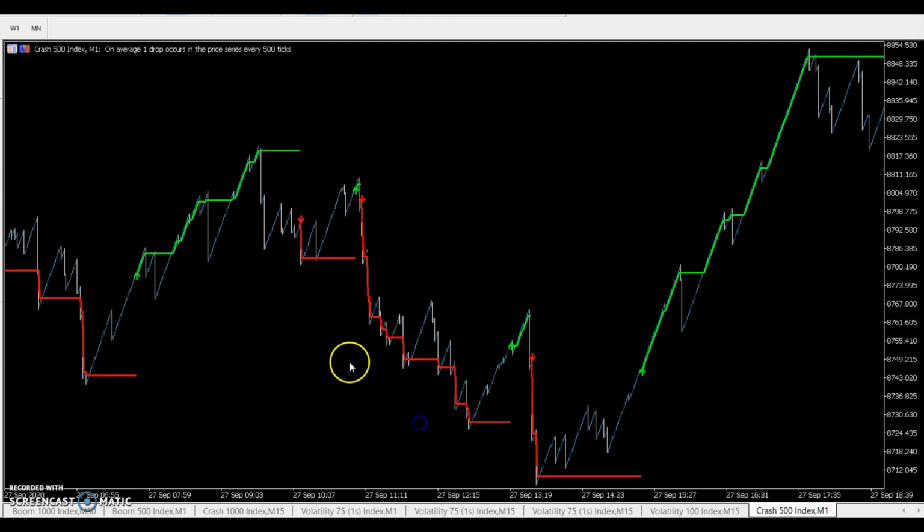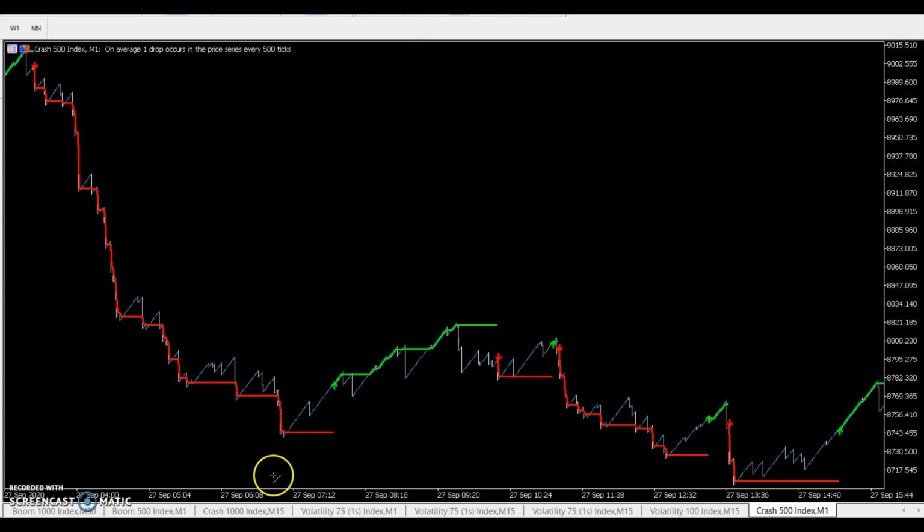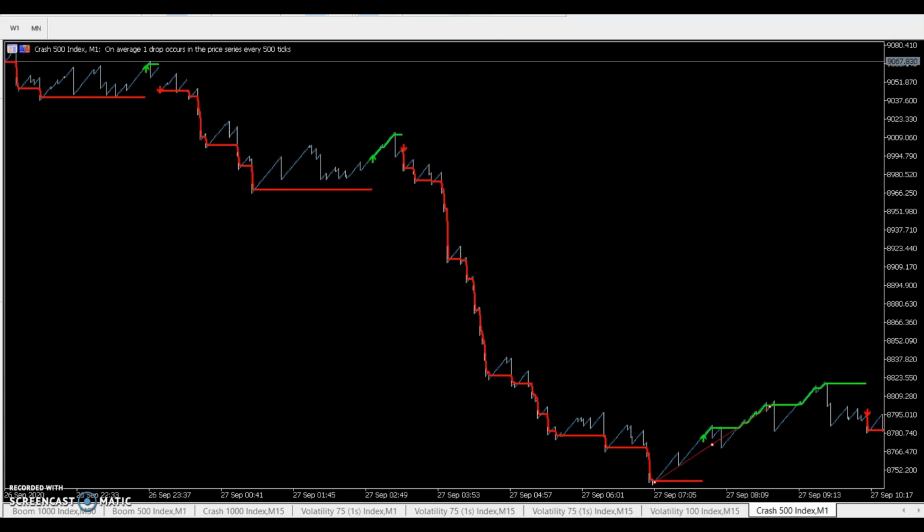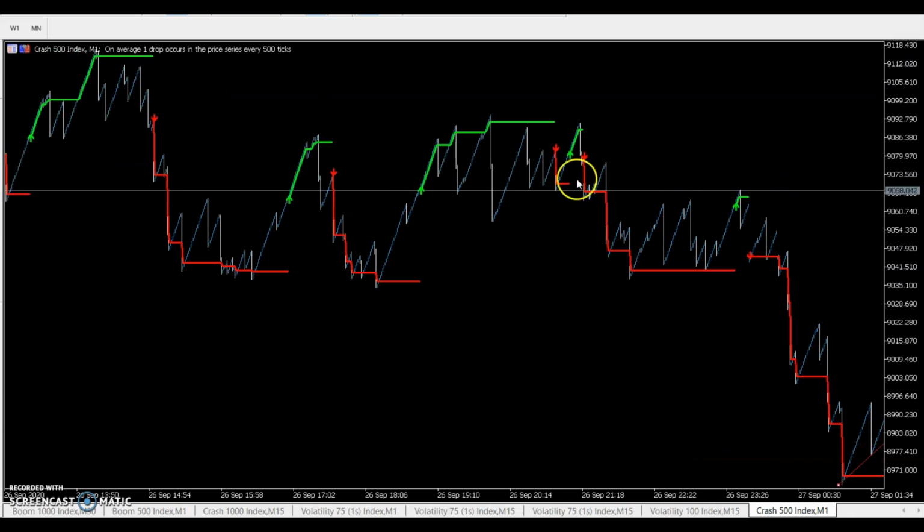So simple strategy, guys. Here again, first point, second point, I'm entering into a buy, I hold. Simple as that. 1 minute time frame. First point, second point, I enter into my buy. All I'm using is this red horizontal line, and then I'm getting into the trade.